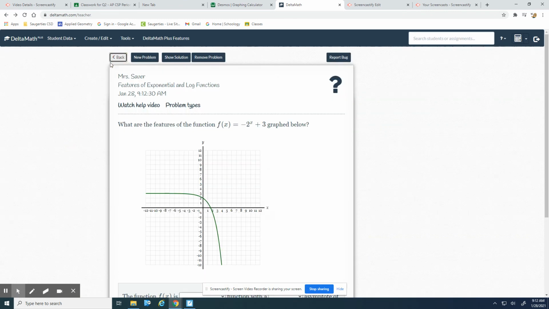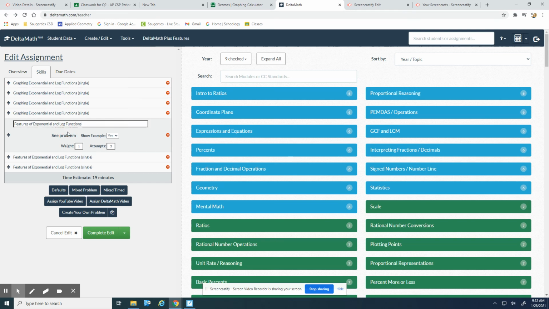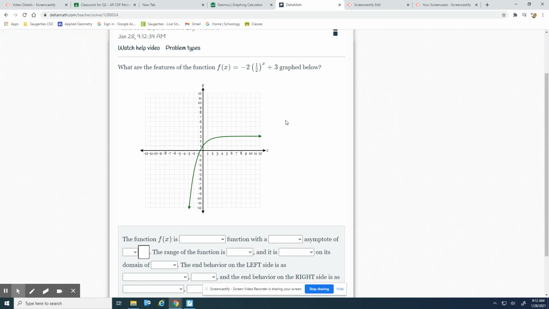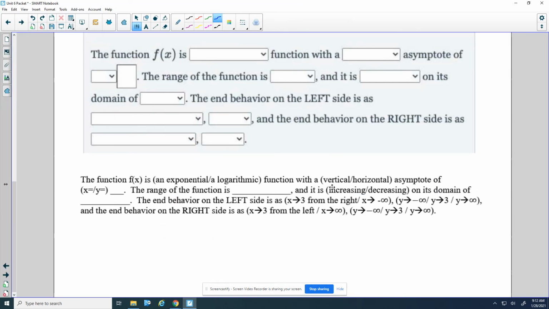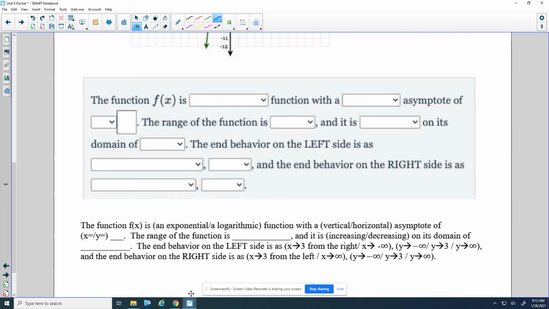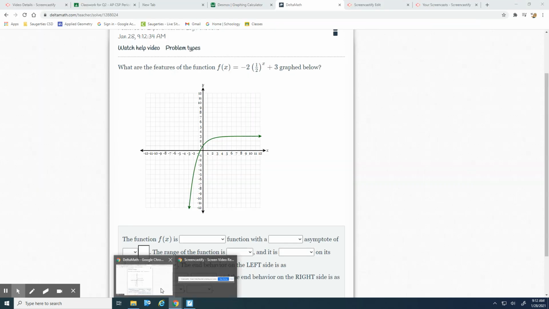Let me just make sure I get back to the right problem. Okay, so here's our problem. The first thing it asks is whether the function is linear, logarithmic, or exponential. And in your packet, you can see all of the options down here. I typed it out because you obviously can't click on a drop-down menu when you're on a piece of paper.